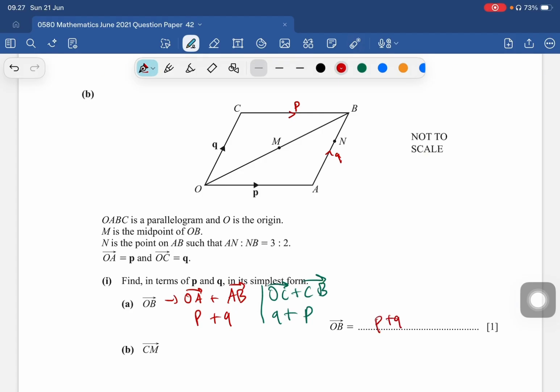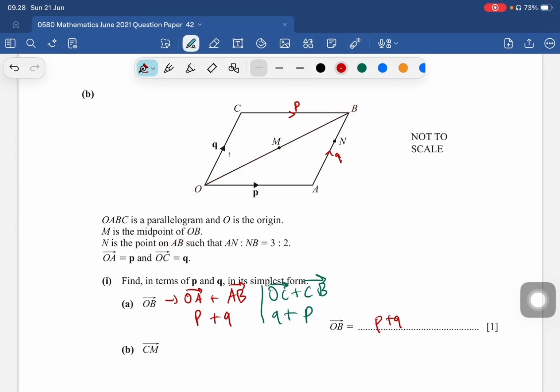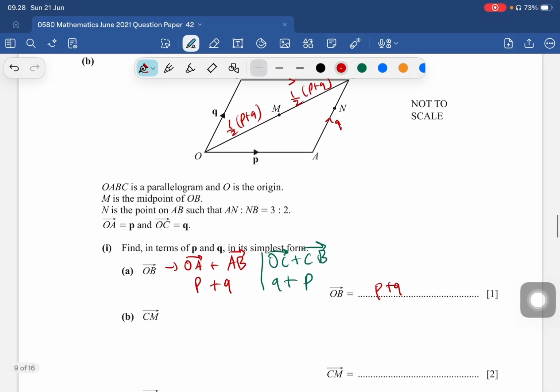Next is CM. So first let us find OB. OB we got it from here. As M is the midpoint, so OM is a half of p plus q. Here also a half of p plus q.